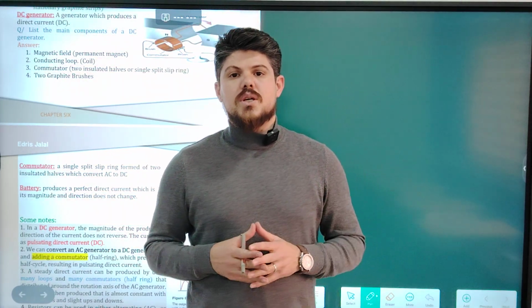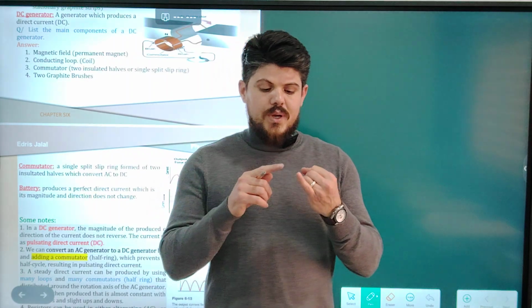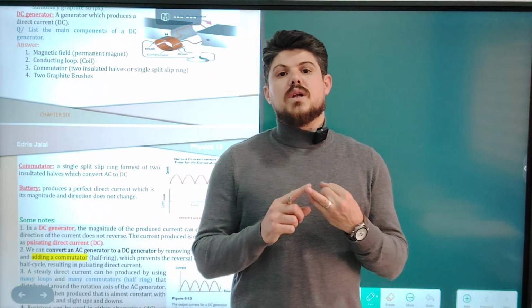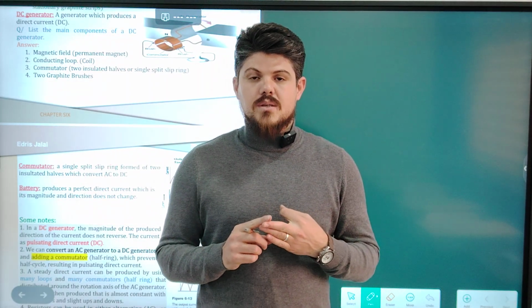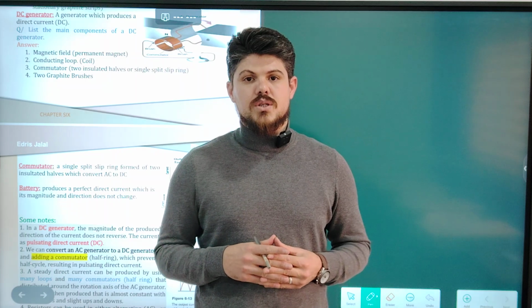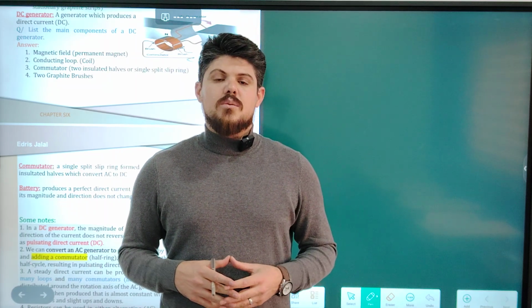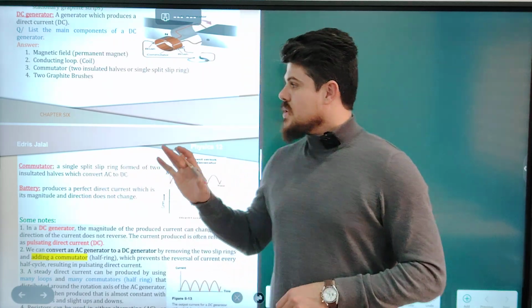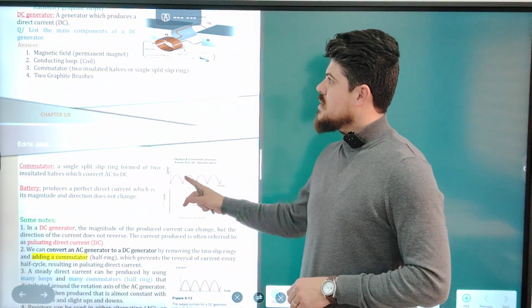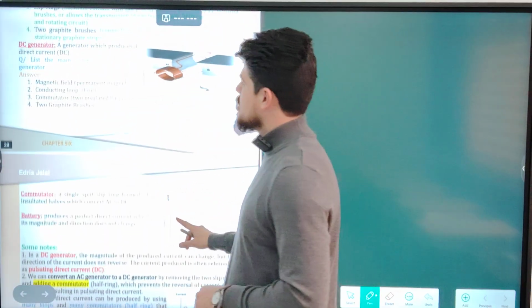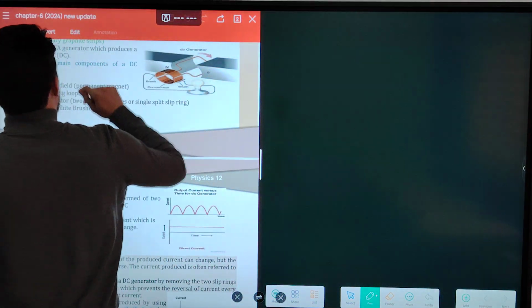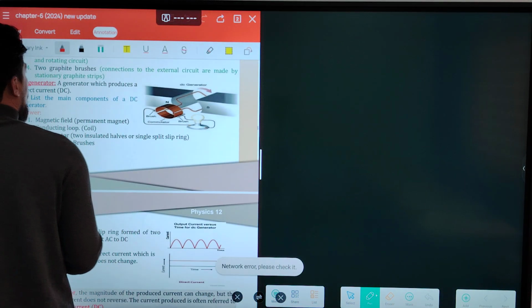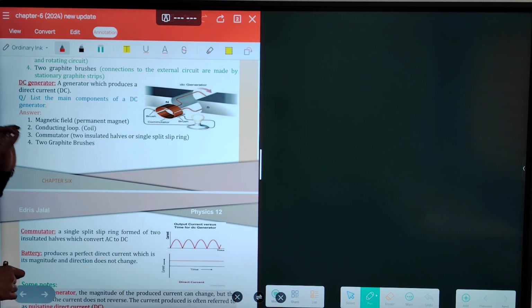So the components of the generator: we have a magnetic field, a conducting loop, two slip rings, and two graphite brushes to maintain the contact between the external circuit and the internal circuit of the loop. So we studied that in the AC generator. The second type of generator is the DC generator. So what is a DC generator? A generator which produces a direct current, a direct pulsating current.